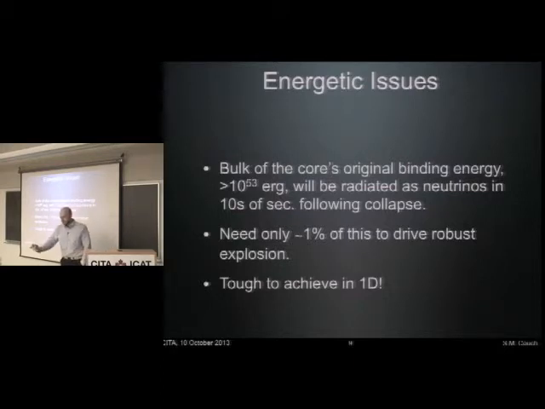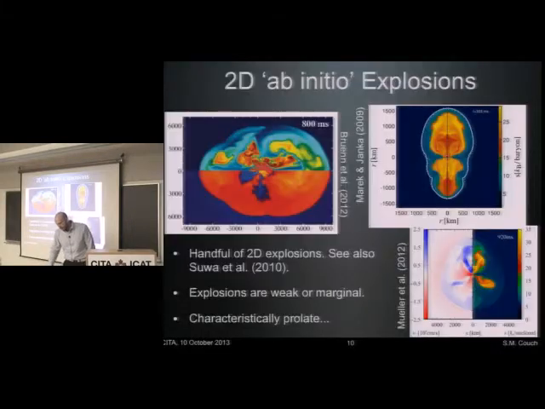An 8 solar mass core, actually, you can get to explode in 1D. But I don't know how much I believe that progenitor structure. So this just doesn't work in 1D. It's too tough. The competing forces that are holding against the neutrinos won't allow you to get an explosion in 1D. But in 2D, things get better.